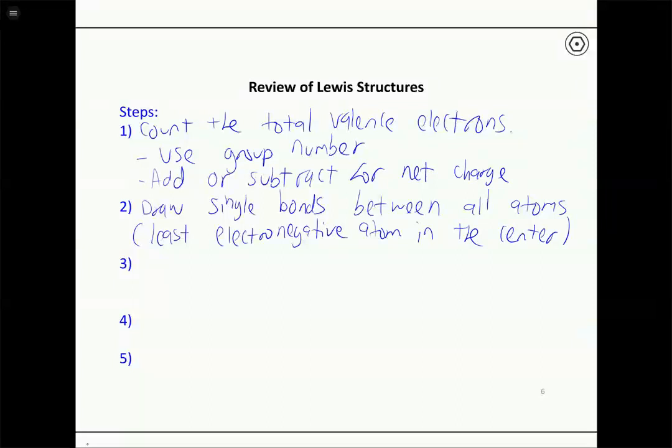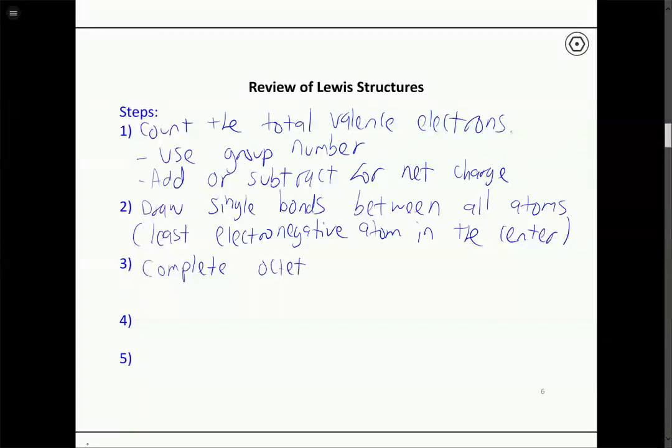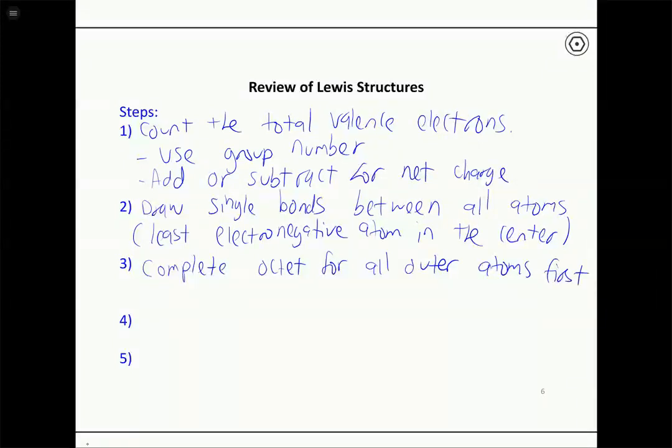From there, what we're going to do is complete the octet. So most p block elements want to have 8 electrons around them, 8 total valence electrons. And we're going to start by doing that for the outer atoms by adding lone pairs. Those outer atoms are the more electronegative, so they get the electrons first, if you want to think about it that way.